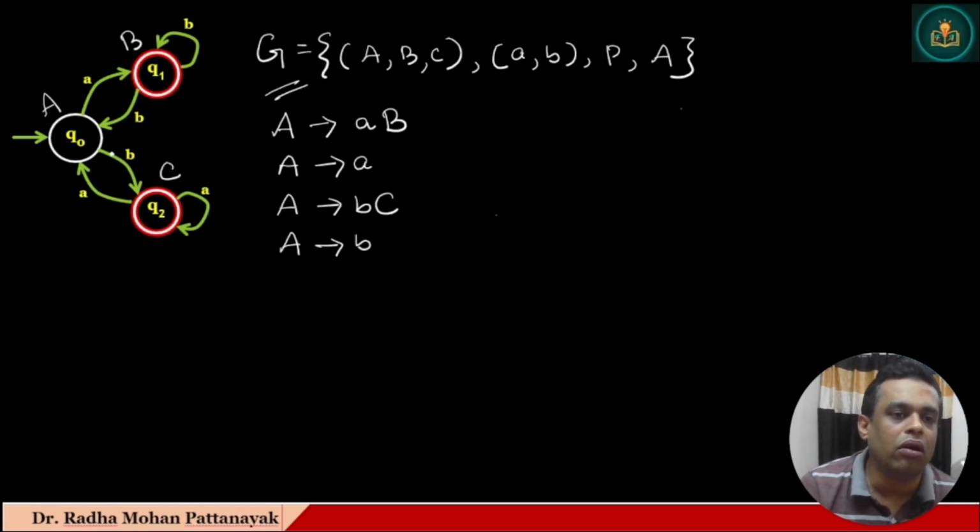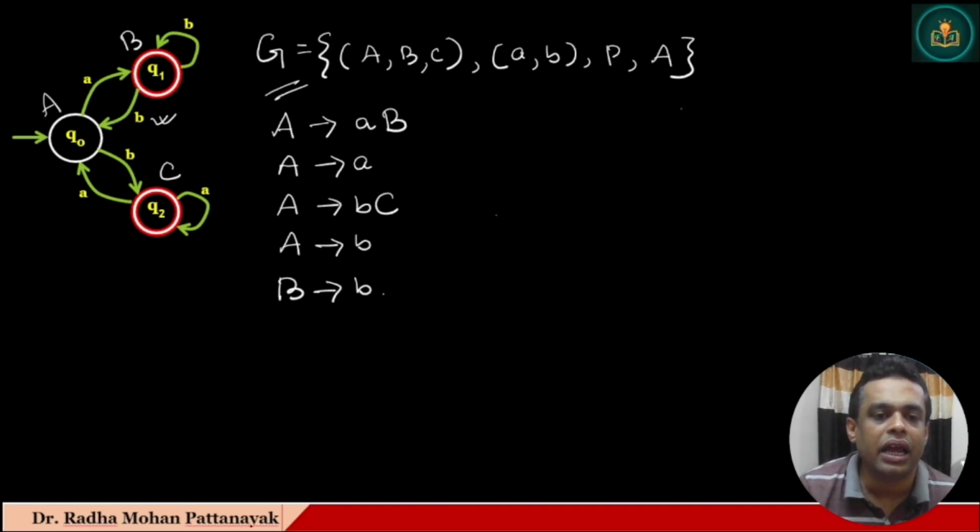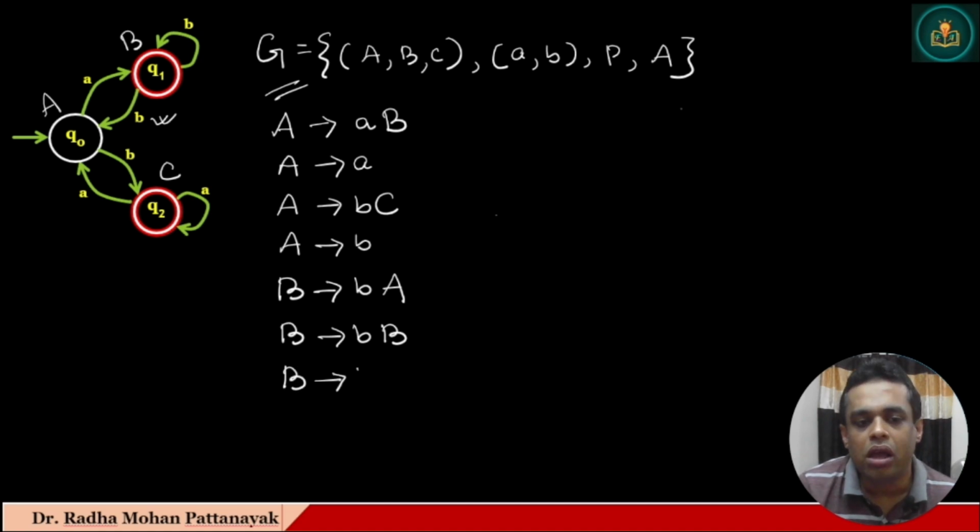Now we will write for B. There is a transition present to A by consuming the input terminal small b. So we will write B produces to small b and the reachable state is A, B to bA. Clear? So B is having a self loop by considering the input terminal small b. For this we will write the production B produces to small b and capital B. Why capital B? Because the transition is reaching the same state. Okay. Then B is a final state, right? Hence we will consider another production B produces to small b.